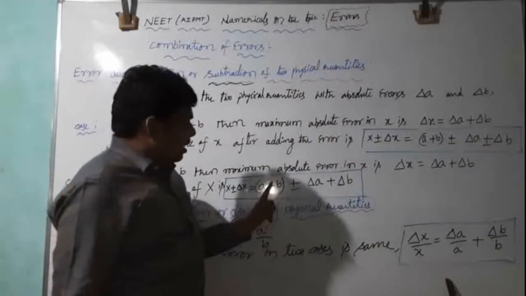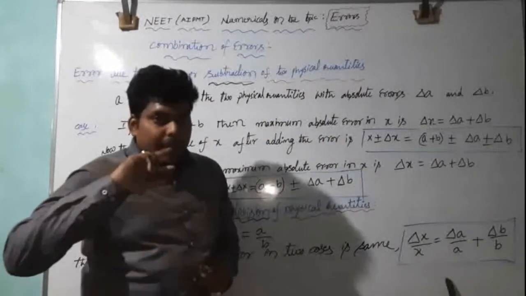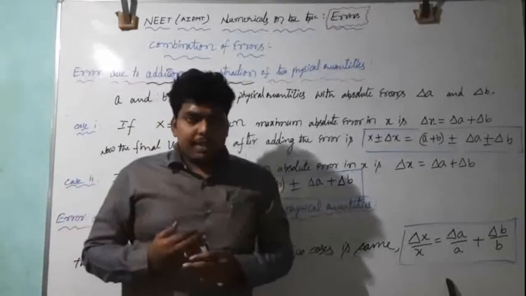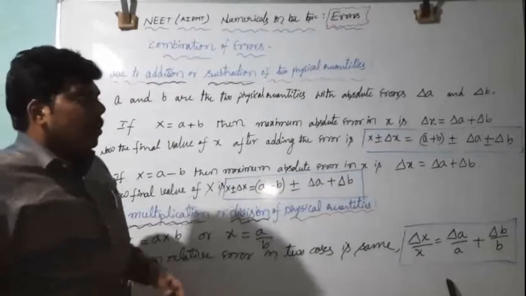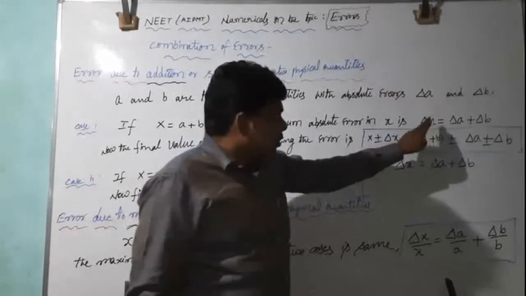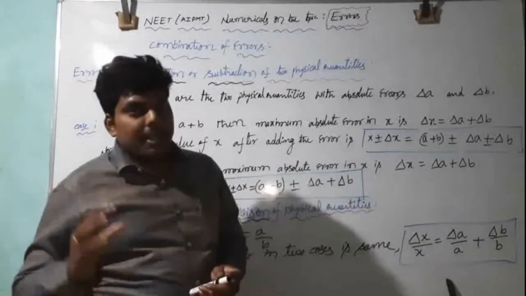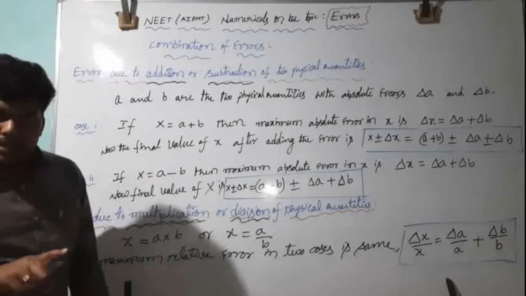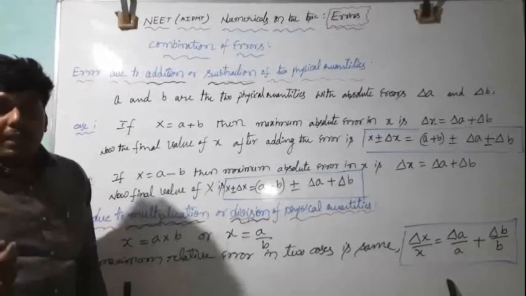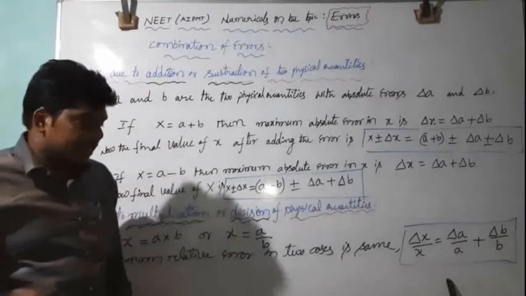Here also delta x is equals to delta A plus delta B. Means that you may add the two different physical quantities or you may subtract the two quantities, always you will get the same formula only, that is absolute error in x is given by delta x is equals to delta A plus delta B. Whether it is subtraction or addition, we have to use the same formula. But what is the final value after adding the absolute error to the original value of the x? We will come to that next.